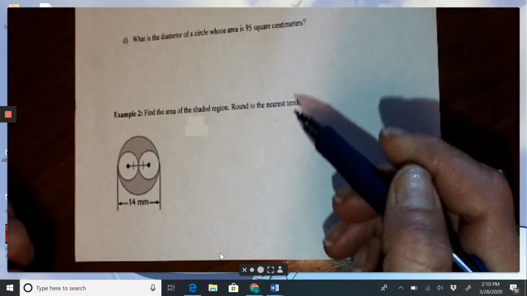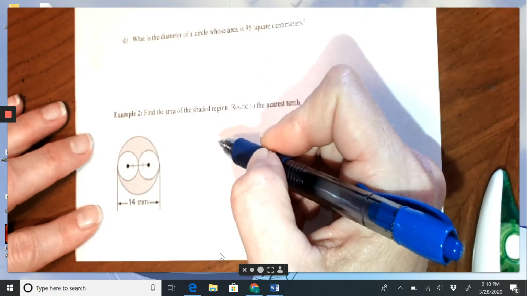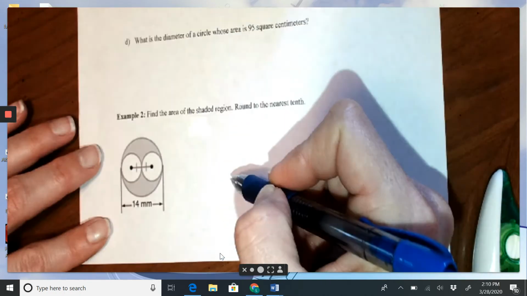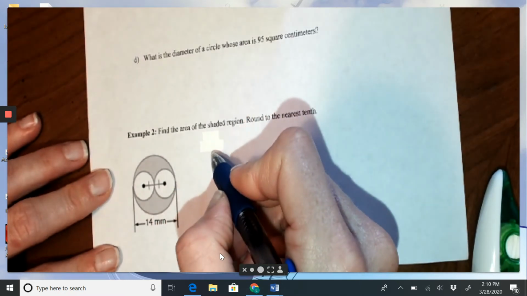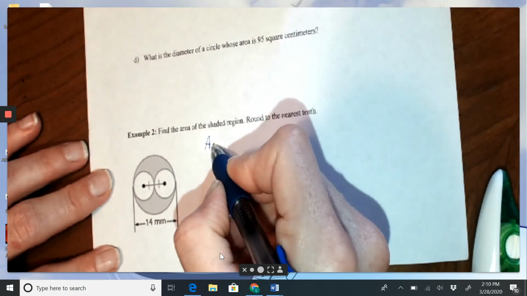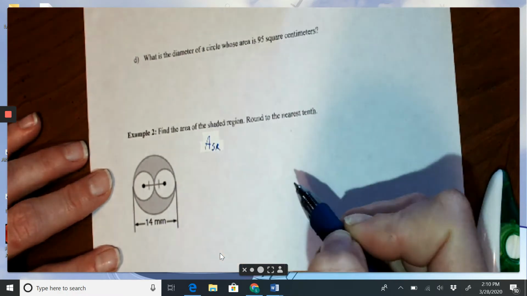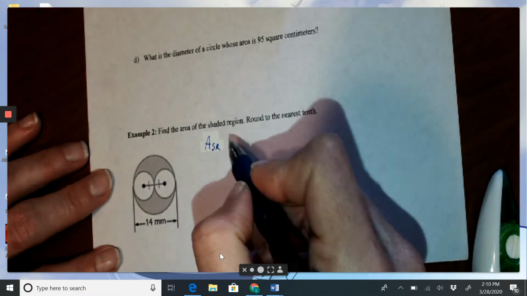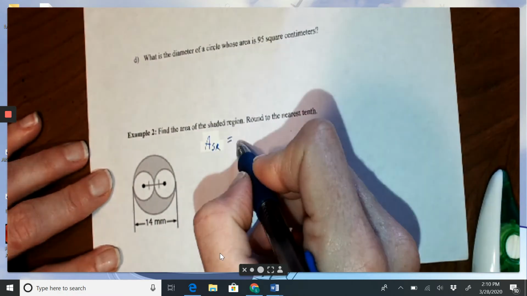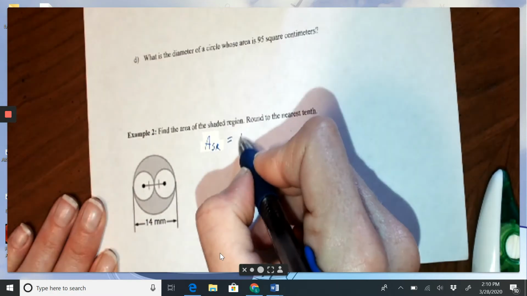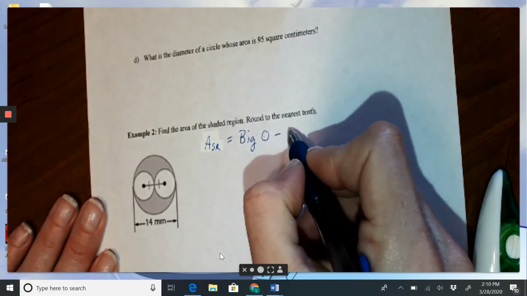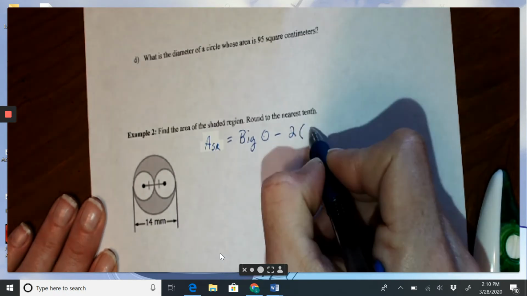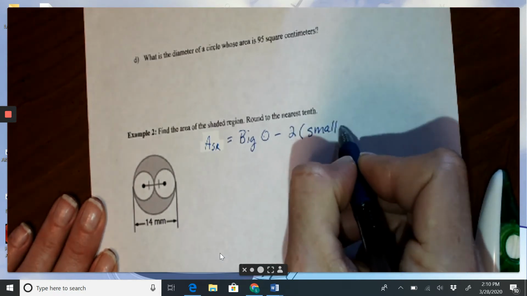So if we're thinking kind of big picture about what we need to do to solve this, I don't know why it's getting so bright. We know that in order to find the area of this shaded region, which I'm going to call area SR, subscript SR for shaded region, this area is going to be the area of our big circle minus 2 times the area of our small circle.